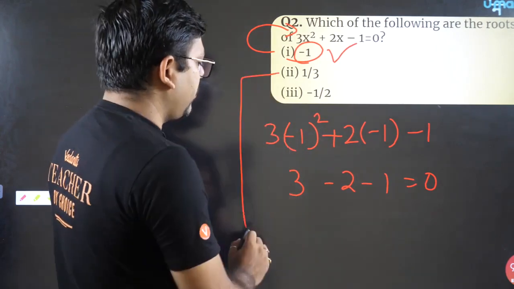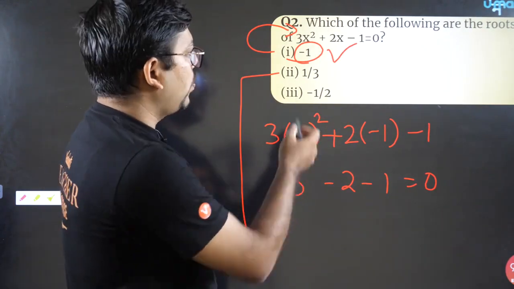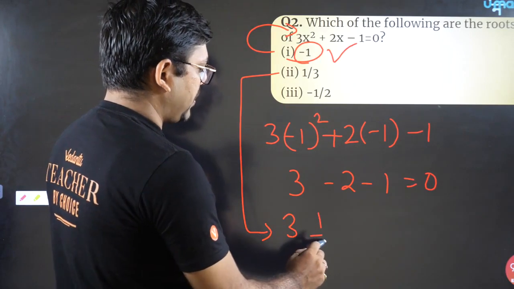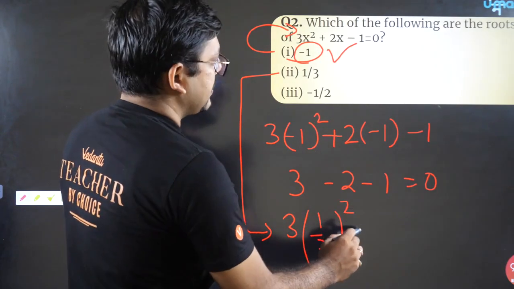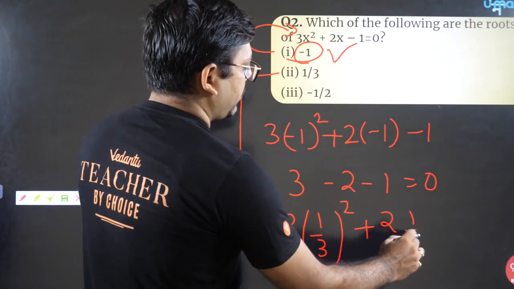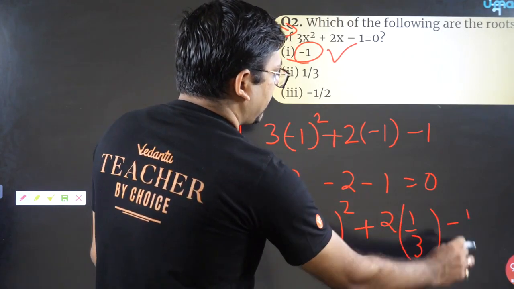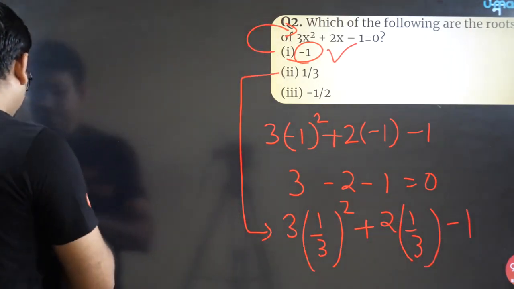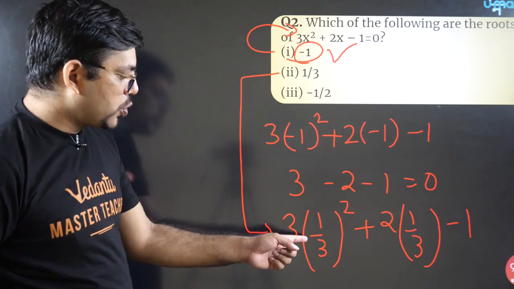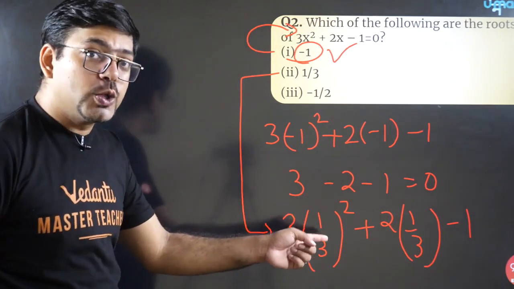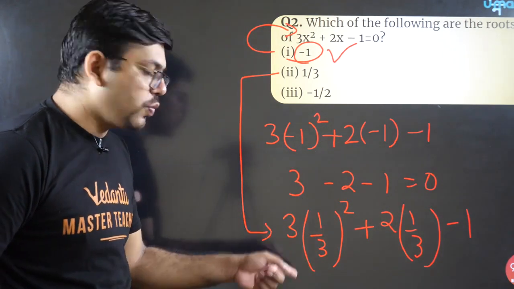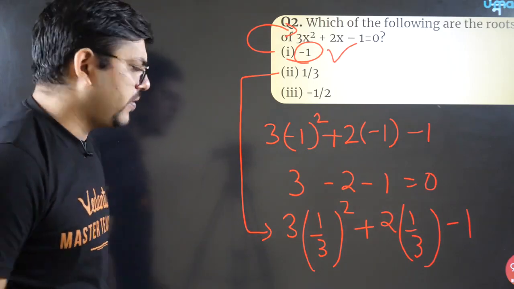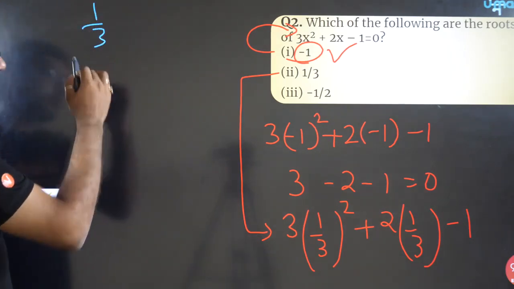Similarly, I'll be checking for the second one as well. So second one, if I check 1 by 3, this is 3 into 1 by 3 whole square, and then plus 2 into 1 by 3, and thereafter we have minus 1. You have to again solve it, so please solve this. If you do 3 into 1 by 9, 1 by 3 whole square means 1 by 9. So 3 into 1 by 9 will simply give you 1 by 3. So you will get 1 by 3 here for the first term.